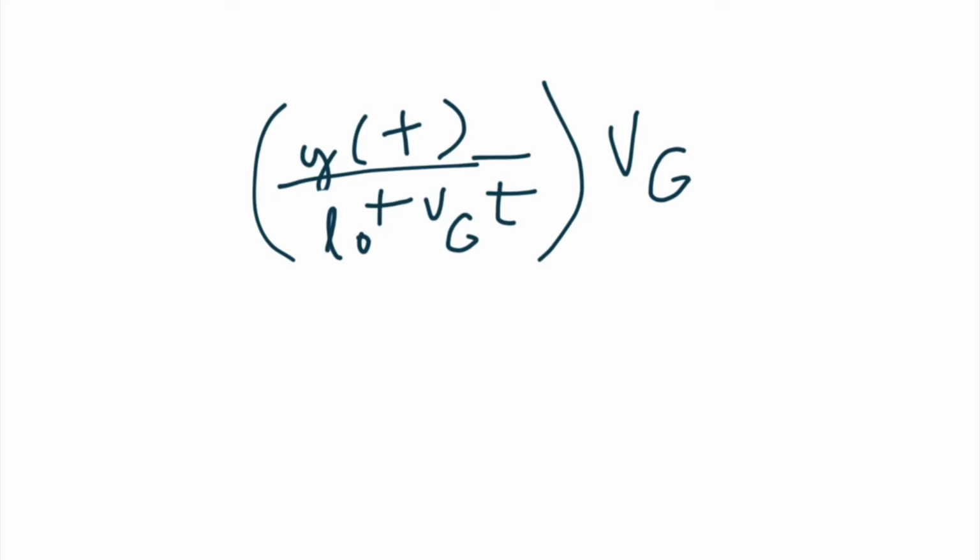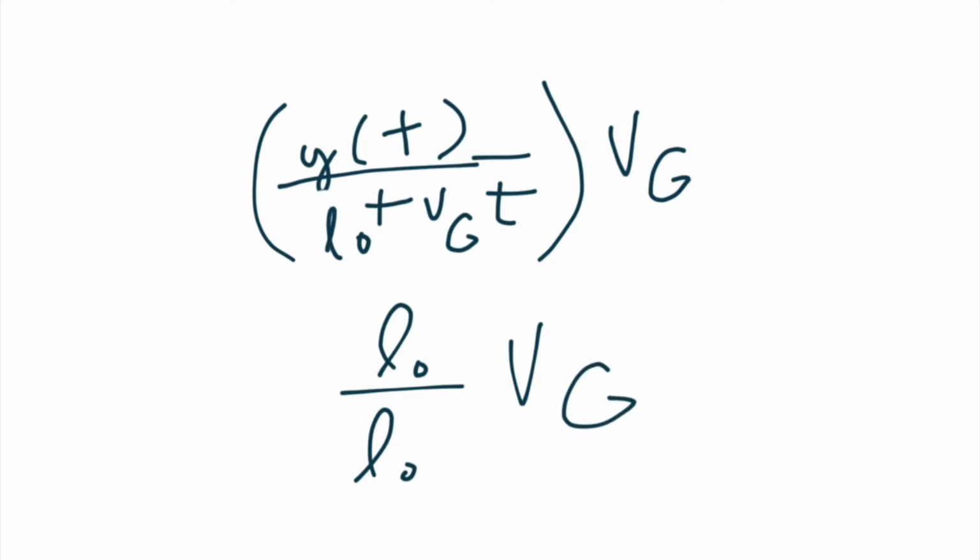So y of 0, his initial position, is L0, or L0 over L0 plus the t term, which goes to 0, so there's nothing else in that denominator, times Vg. This makes sense because at time 0, the velocity of the rubber band where the ant is will just be the velocity of the goblin. So that makes sense. I'll do one other example.